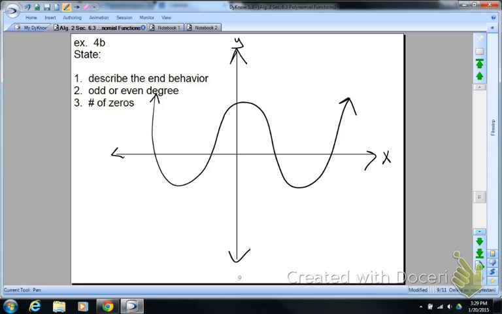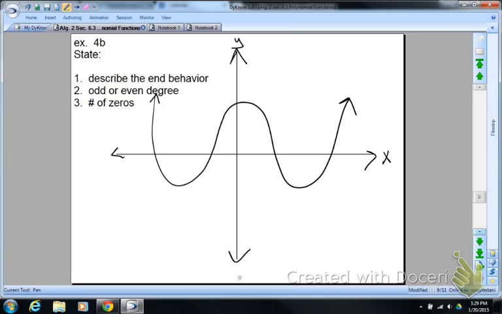Not necessarily. Okay, and this is like your homework, where you're going to have to list 3 things. You're going to have to state the end behavior. Now, again, the end behavior is going to look different from your back of the book, the key. You're going to look at my key. I will tell you, okay? Now, number 2 is tell if it's an odd or an even degree, and number of zeros.